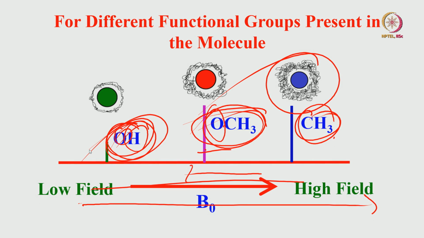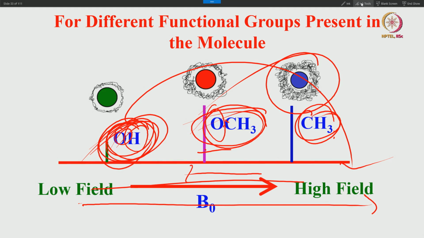Of course, in a given molecule, OH may be surrounded by something else, and it may come here. OH can go anywhere in the spectrum. I am just comparing between these three. When compared to OCH3 and CH3, OH is coming to the downfield, that is low field. That is the concept I wanted to tell you.